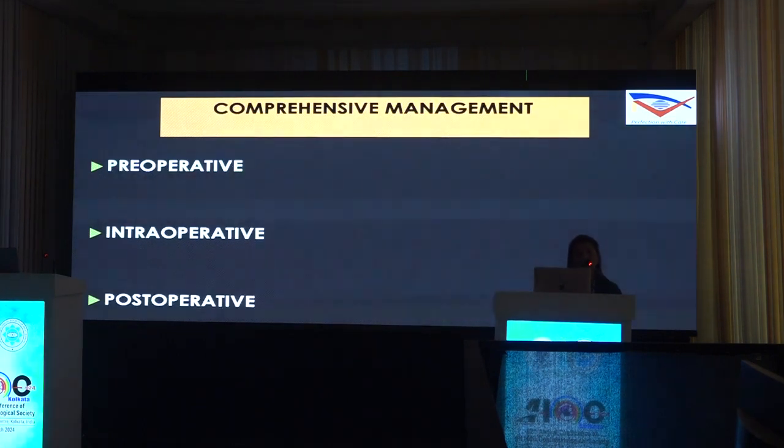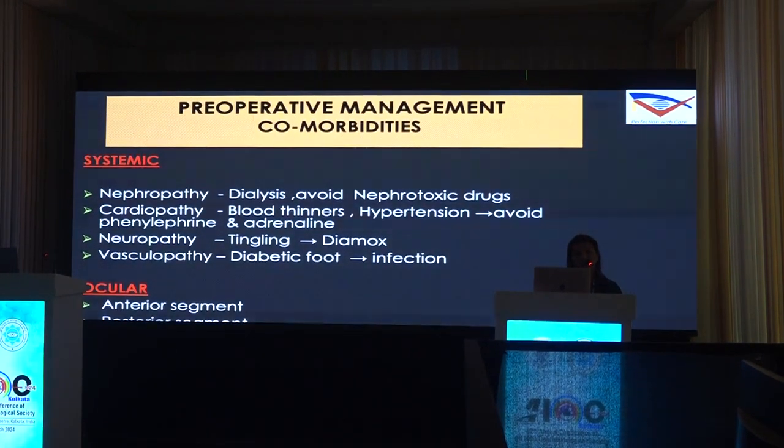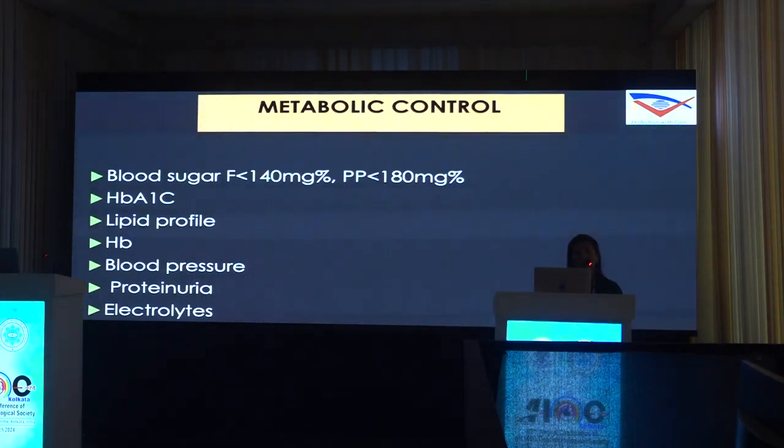So we need to do a comprehensive management, taking care of the preoperative, intraoperative, and postoperative concerns, and look out for all the comorbidities, especially the systemic morbidities, which need to be taken care of. And coming to the ocular morbidities, again, we need to do a very detailed examination of the anterior segment. It's good to have a vitreoretina surgeon by your side when you're handling these patients. So having a good metabolic control is important. AIOS has defined that the fasting blood sugar should be less than 140 and PP should be less than 180, at least definitely less than 200.